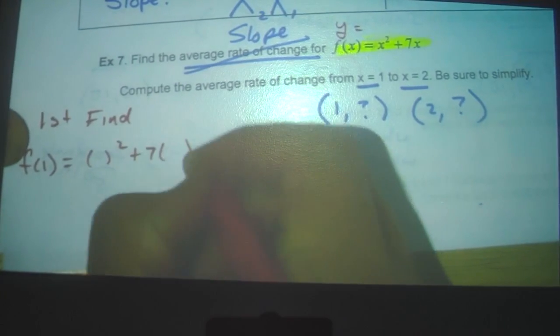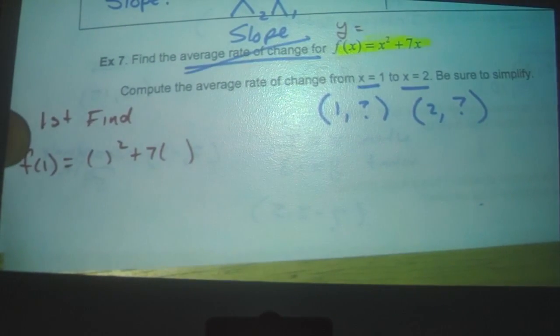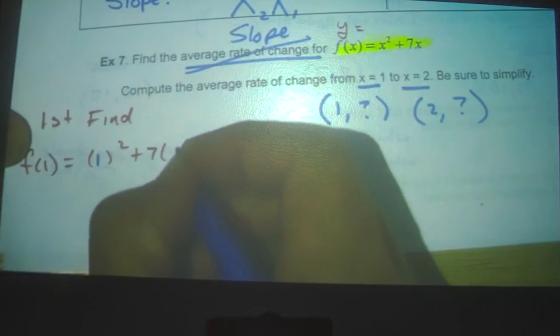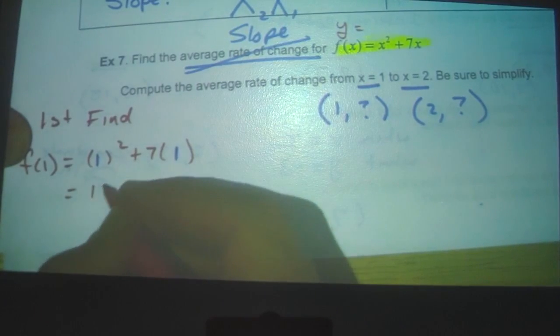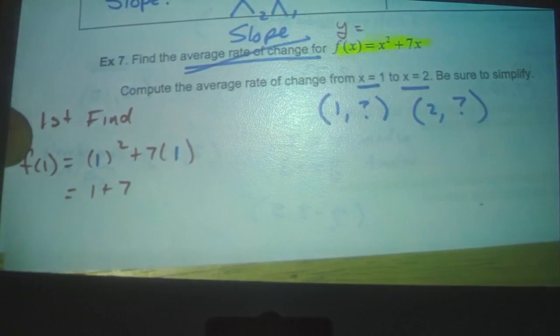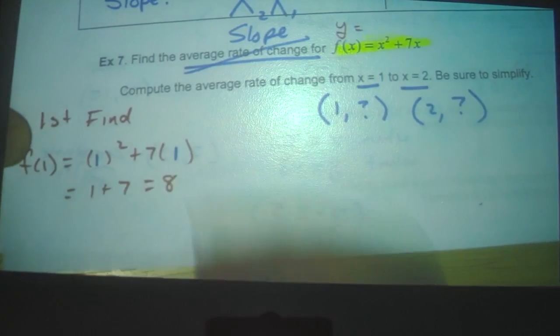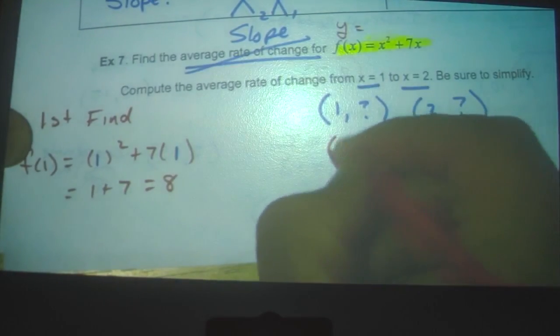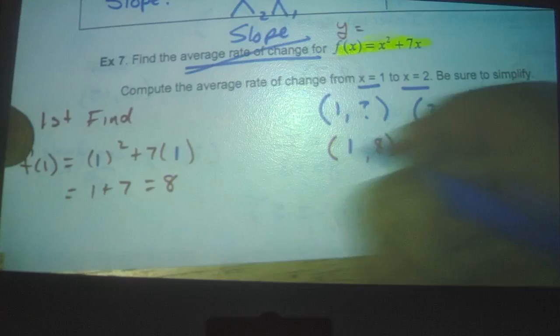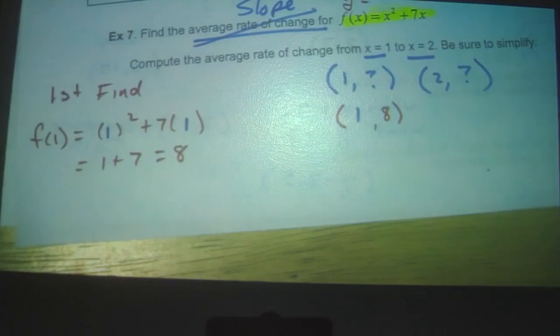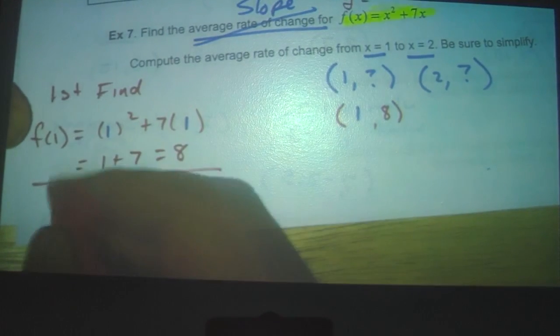So we plug in. We got x squared plus 7 times x. We're going to plug in that 1, right? 1 squared is 1 plus 7 times 1 is 7. That's 8. So this guy here is 1 comma 8. Okay? And then we got to go off to the side and find f of 2.